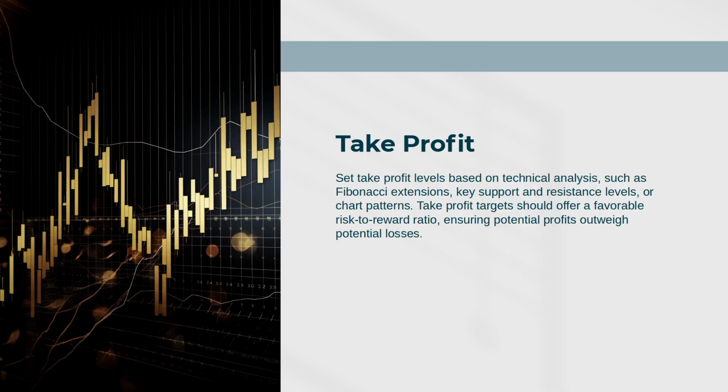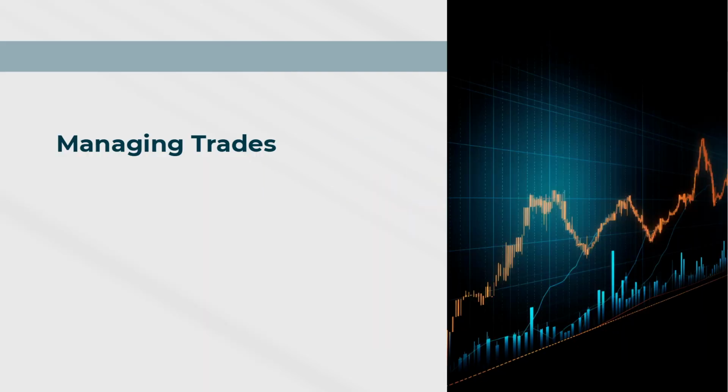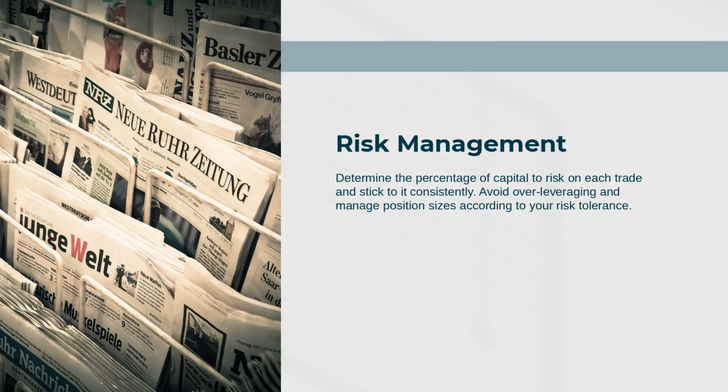Take profit. Set take profit levels based on technical analysis, such as Fibonacci extensions, key support and resistance levels, or chart patterns. Take profit targets should offer a favorable risk to reward ratio, ensuring potential profits outweigh potential losses. Managing trades. Risk management. Determine the percentage of capital to risk on each trade and stick to it consistently. Avoid over-leveraging and manage position sizes according to your risk tolerance.